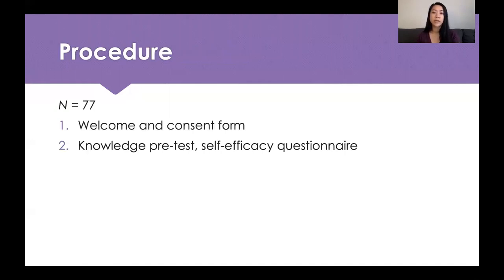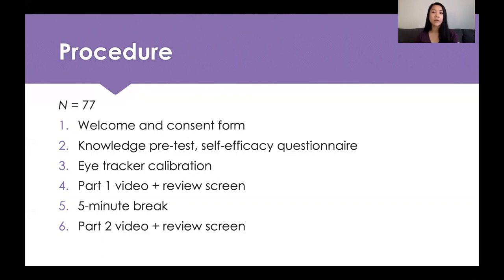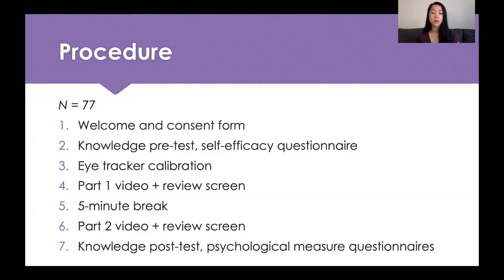With our materials in place, we conducted a laboratory study between subjects with 77 participants who had not taken any university-level programming courses. After signing a consent form, participants were administered a knowledge pretest and questionnaire for self-efficacy. Then they were brought to the eye tracker and calibrated, after which they watched both parts of the videos, which were immediately followed by a review screen and a 5-minute break in between. And after that was done, they were administered a knowledge post-test and questionnaires for all 4 of our psychological measures.